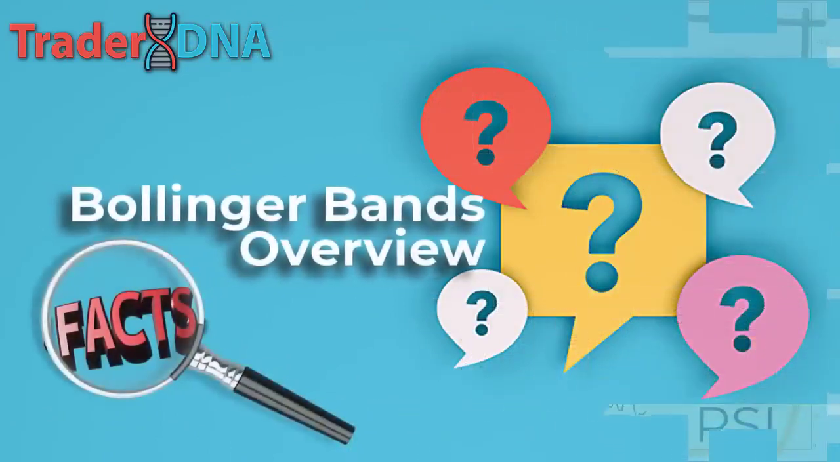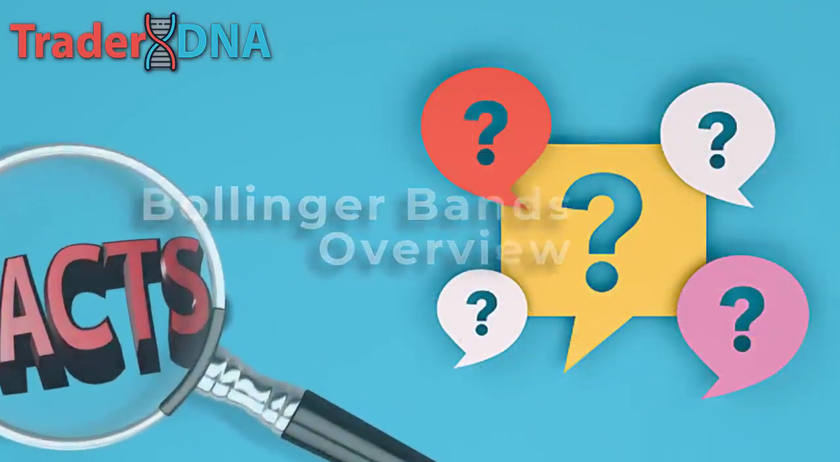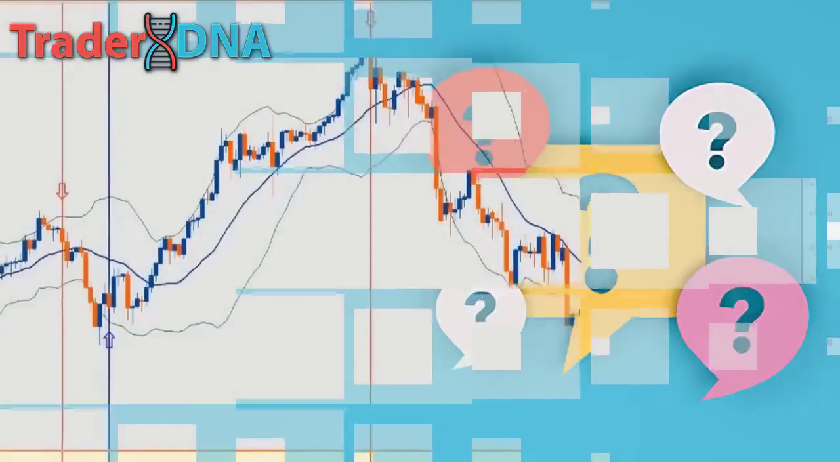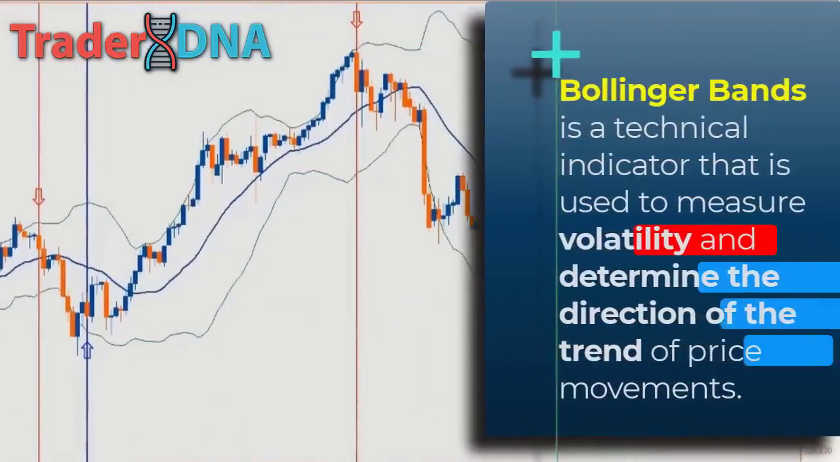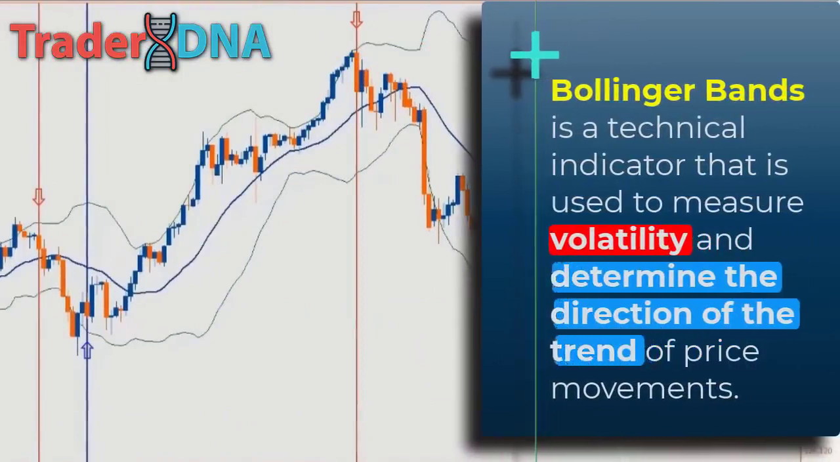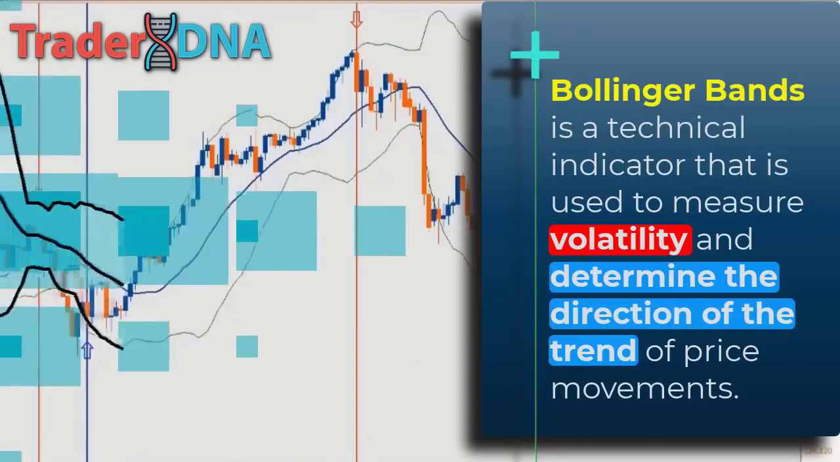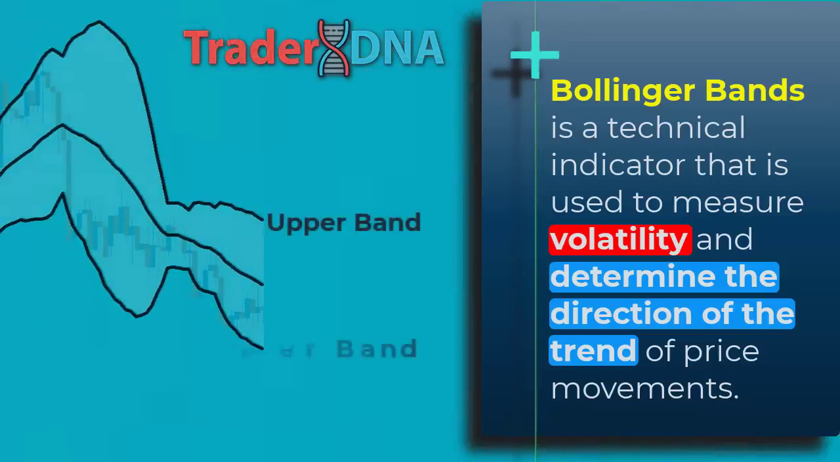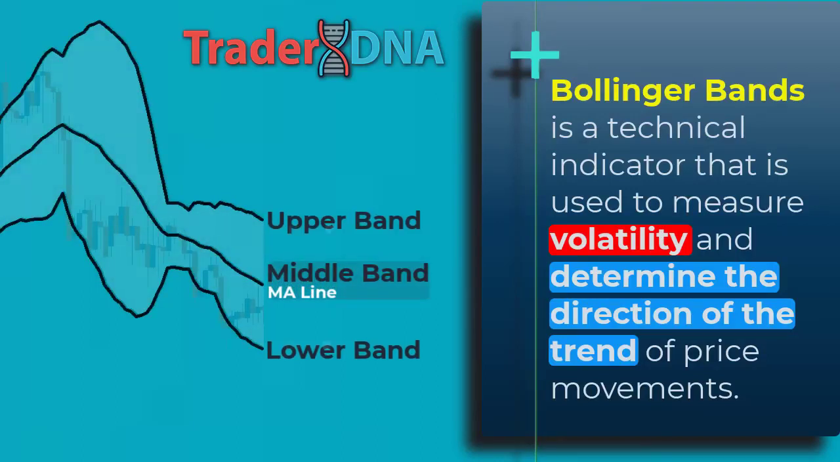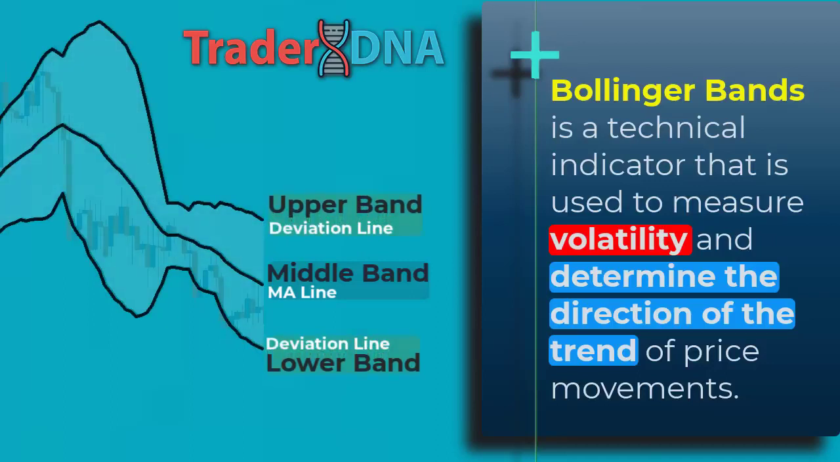Bollinger Bands Overview. Bollinger Bands is a technical indicator that is used to measure volatility and determine the direction of the trend of price movements. This indicator can also be used to find overbought and oversold conditions. The Bollinger Band indicator consists of three lines: upper band, lower band, and middle band. Basically, the middle band is a moving average line, and the upper band and lower band lines are deviation lines from the middle band line.